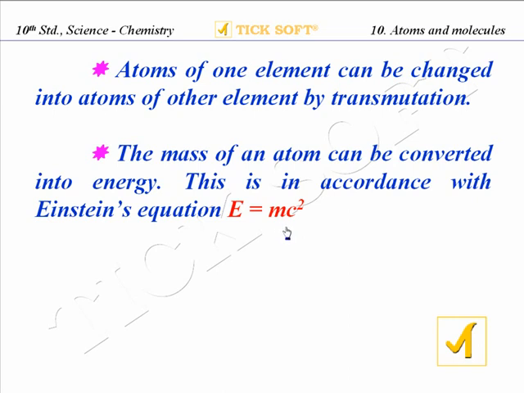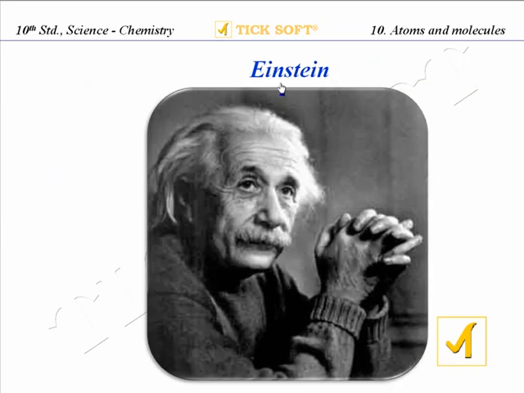E refers to energy, m refers to mass, and c refers to the velocity of light, whose value is 3 × 10^8 m s^-1. This picture shows Einstein, a famous scientist. He was awarded the Nobel Prize because he discovered the photoelectric effect. Based on the photoelectric effect, he was awarded the Nobel Prize. He gave a famous equation known as E equals mc squared.